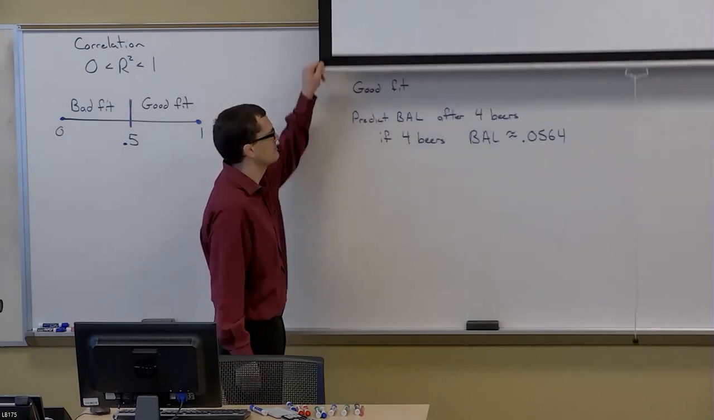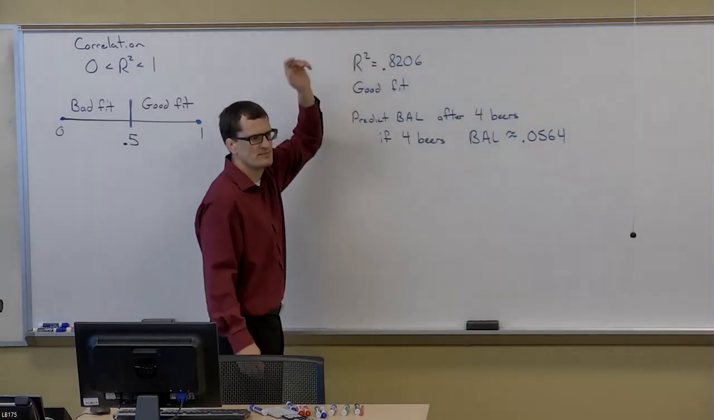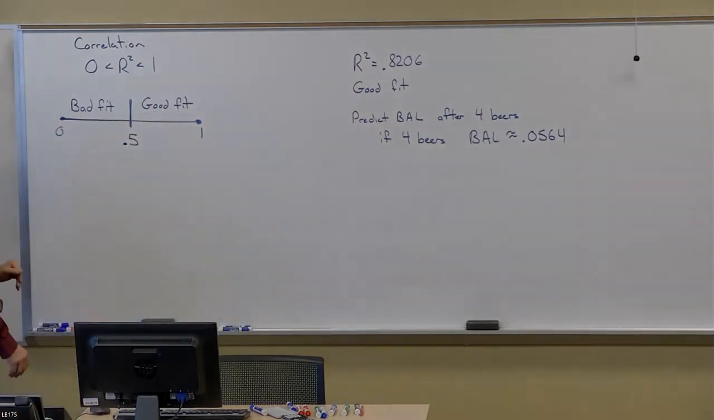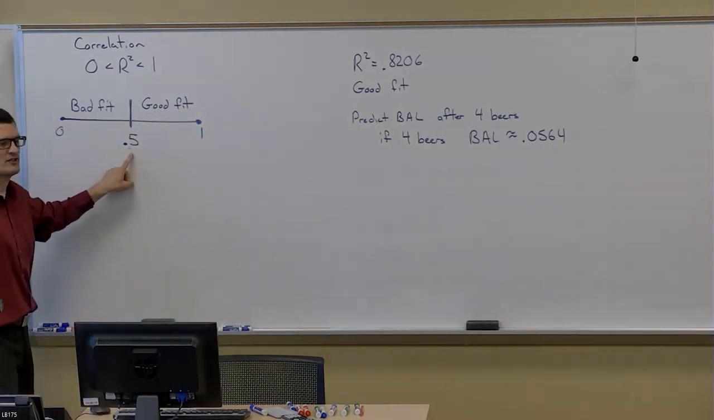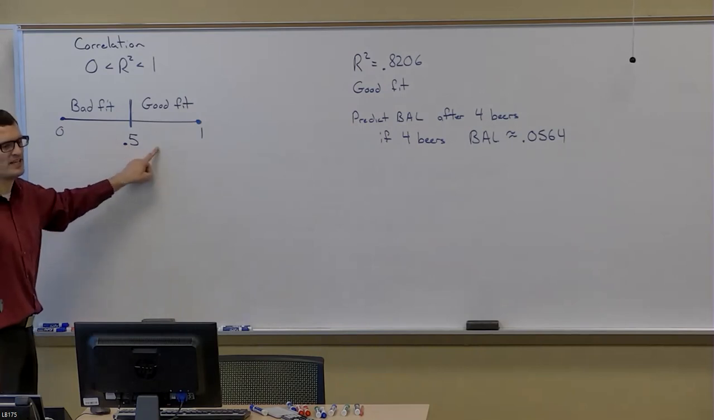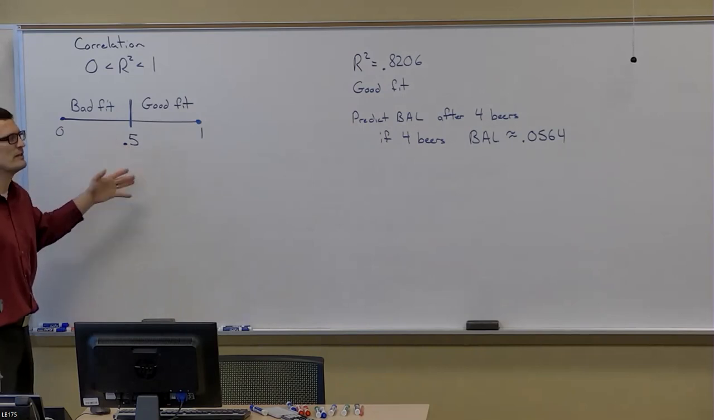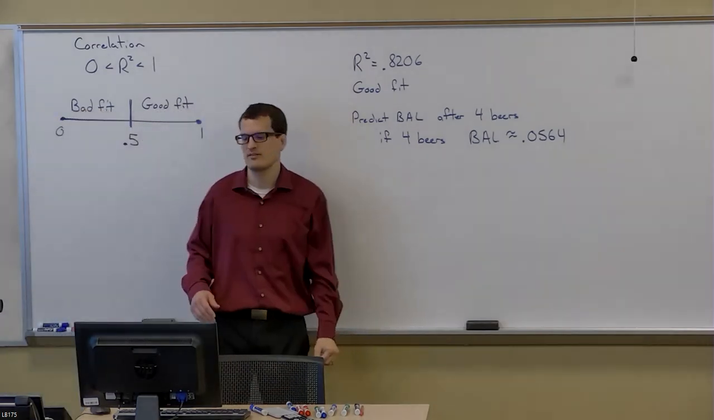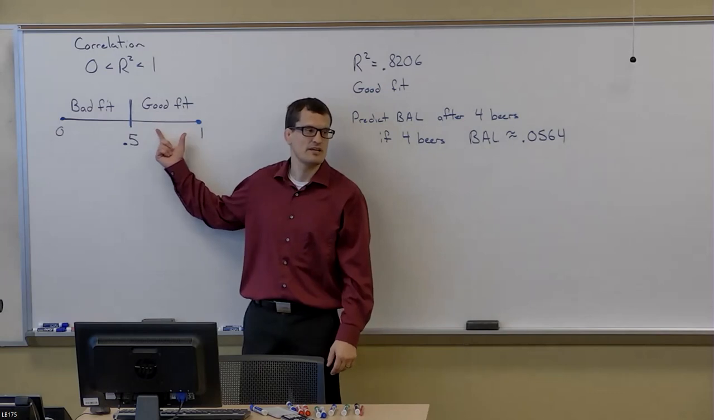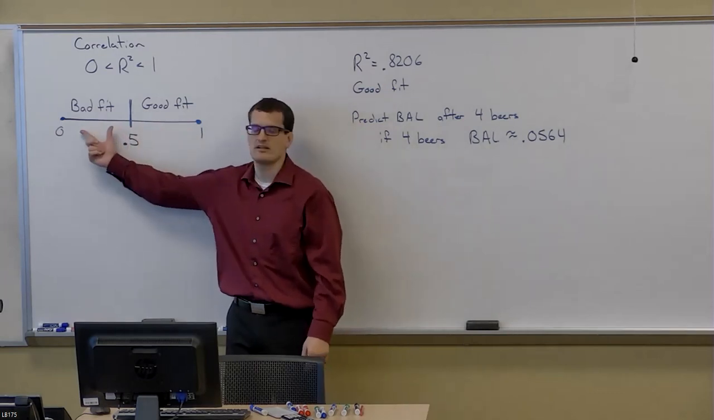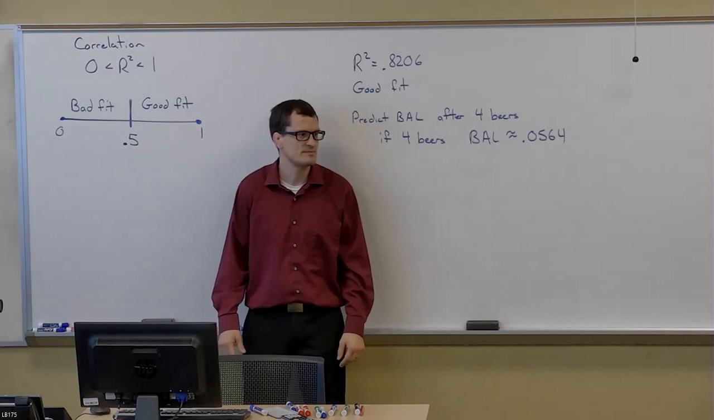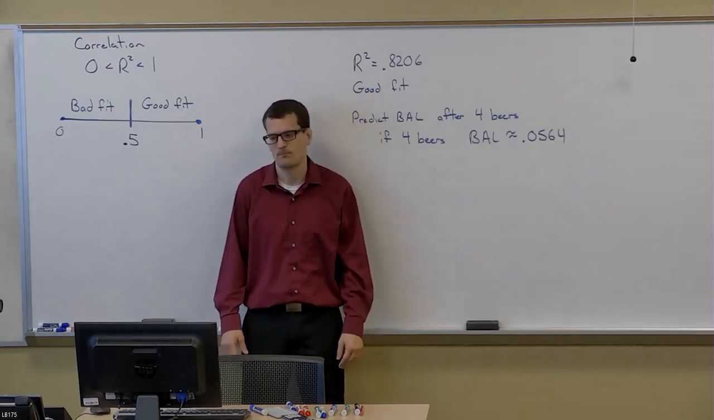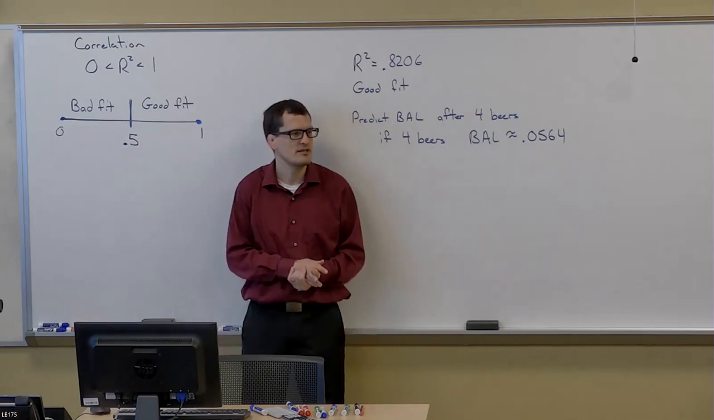Any questions about these types of things? Okay. So our cutoff for this class between good fit and bad fit is going to be 0.5. And you're going to be asked that. You're going to say, here's the model. Here's the R squared. Is this model a good fit to the data, or is this model a bad fit to the data? All right. And you'll have to pick good fit or bad fit. Any questions about that?